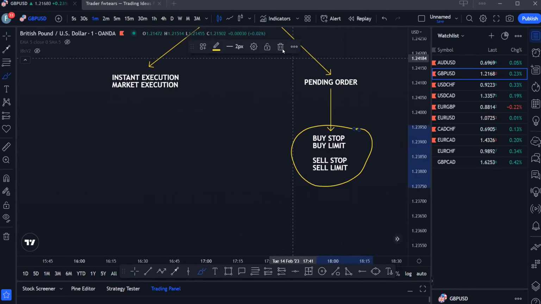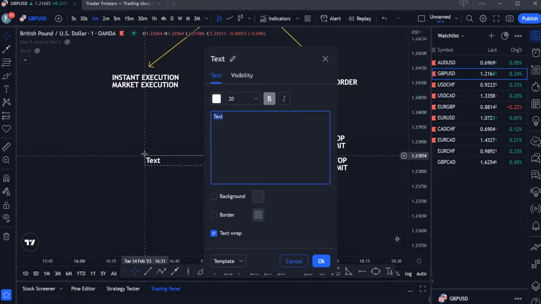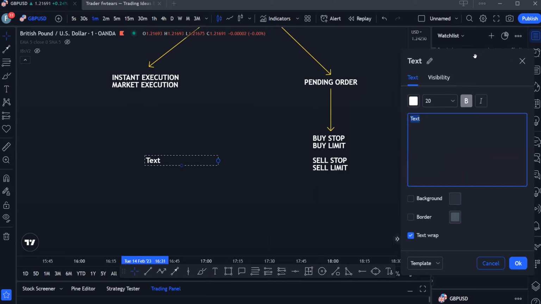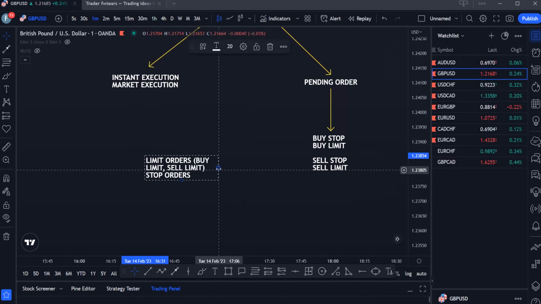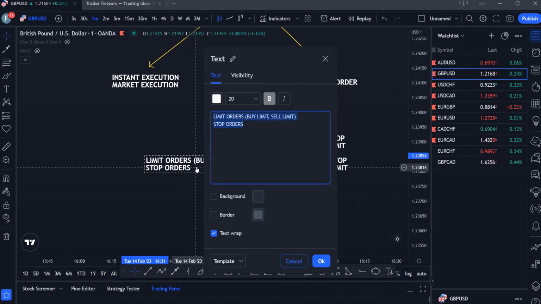All right, when you think about pending orders, we can further categorize them into limit orders and stop orders. Okay, so limit orders are the buy limit and the sell limit. Limit orders are the buy limits and sell limits, while stop orders are the buy stop and then the sell stop.